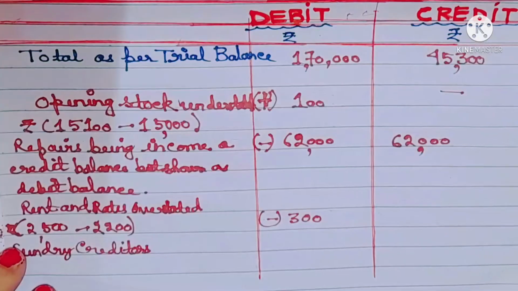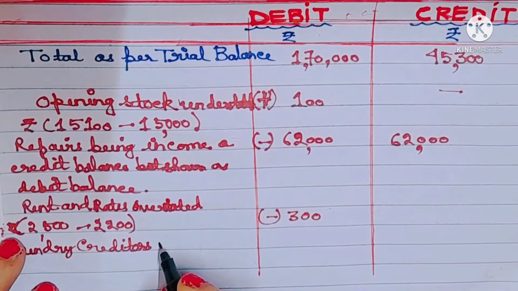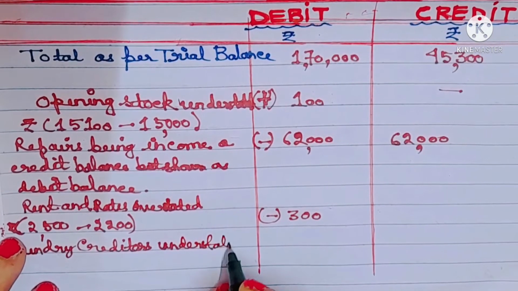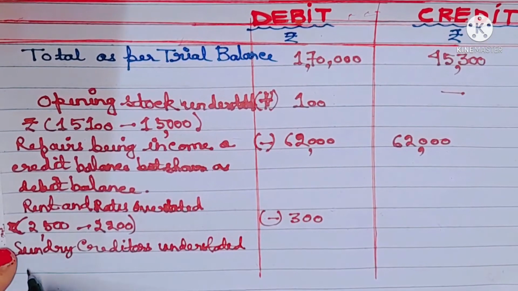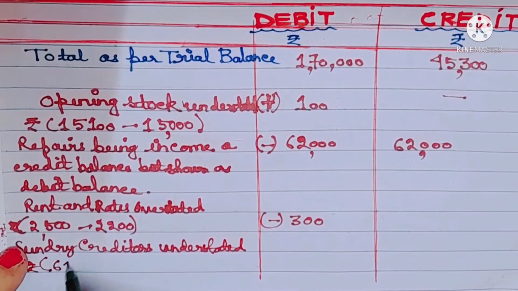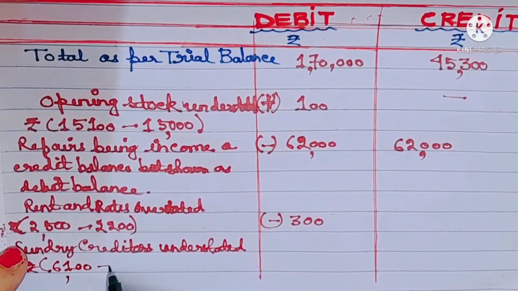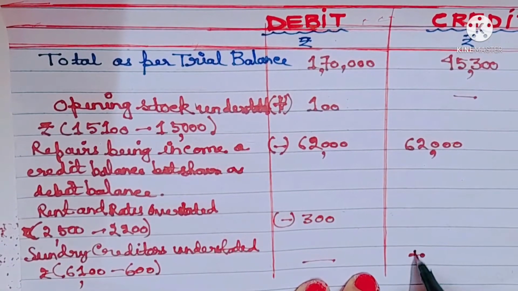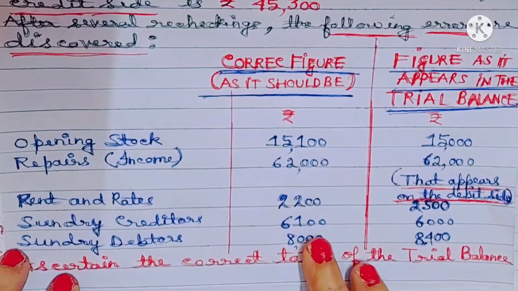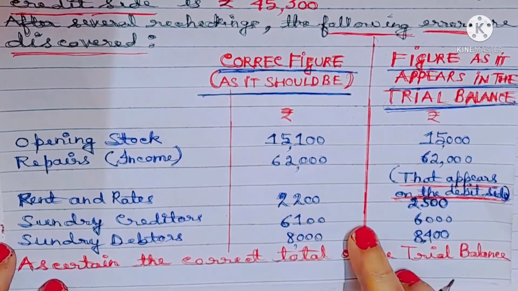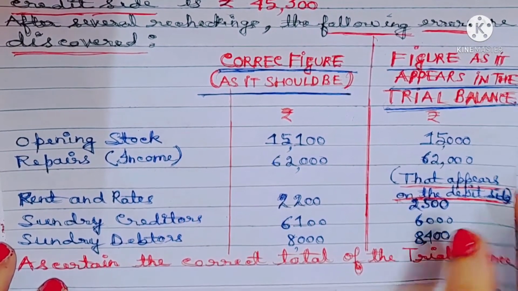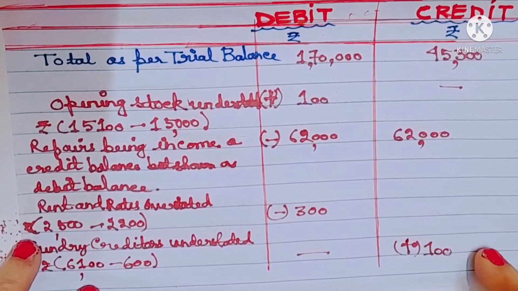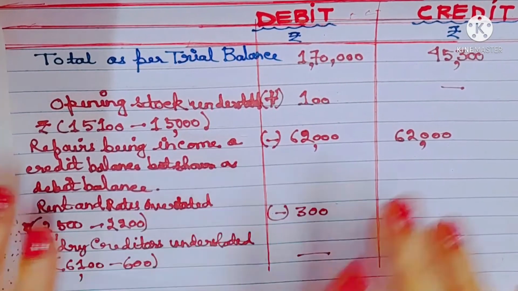So let's write sundry creditors understated, because they have written 100 rupees less. Understated. So rupees 6,100 minus 6,000. So we will write in the credit column plus 100, because they have written less. Sundry creditors 6,100, but they have wrongly written 6,000. So that is the reason we have written plus 100 in the credit column. Understood? Now let's see the last account.